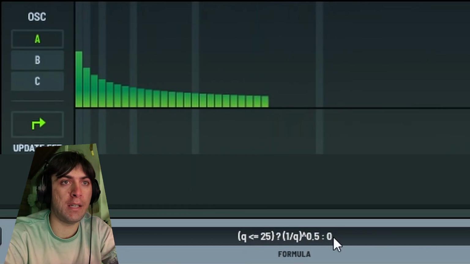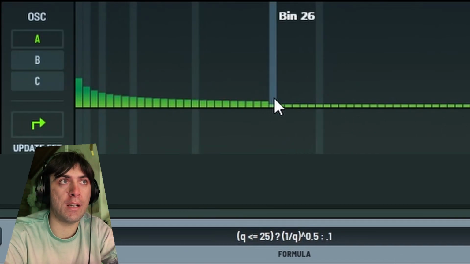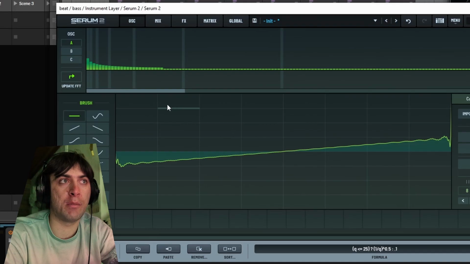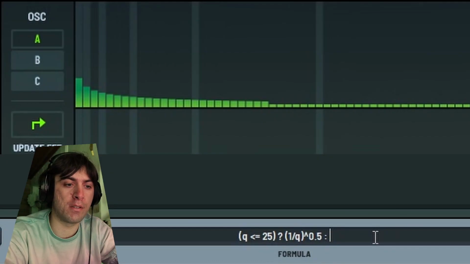So that works. And now if I raise this number from 0 to, let's say, 0.1, then you can see all of the other bins that have been 0 before now have their own value, which is a really low value. And it changes the waveform drastically, because now all of these partials have a little bit of sound, even though they were silent before. And it's a very quiet sound, but it kind of adds up. So let's put that back to 0 now.